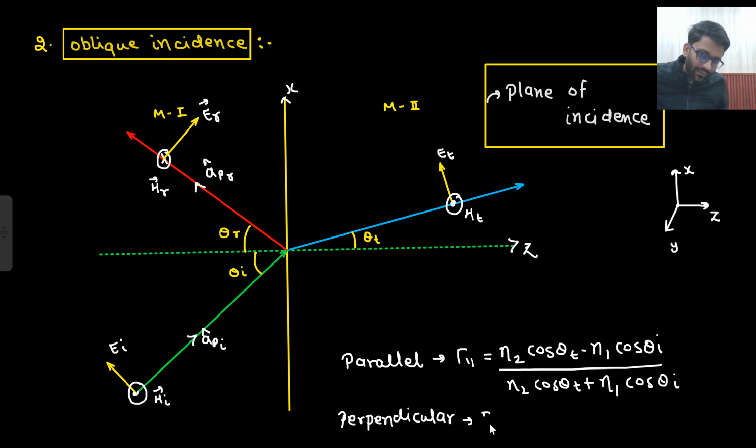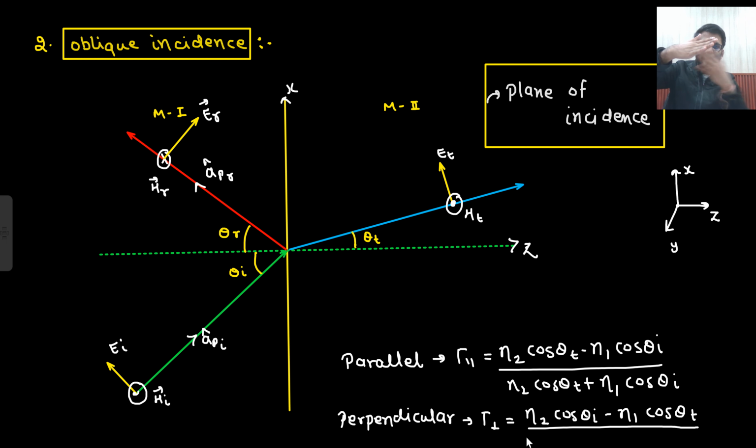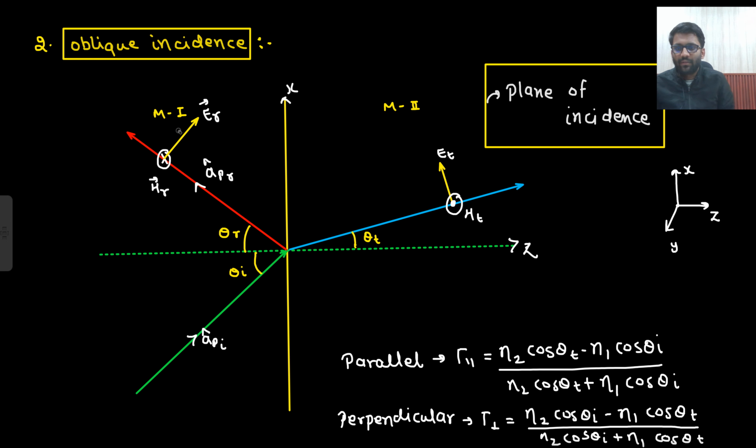In perpendicular polarization, what was the formula? Neta 2 cos theta I minus neta 1 cos theta t, divided by neta 2 cos theta I plus neta 1 cos theta t. The trick I also told you: perpendicular means they are perpendicular to each other, so neta of this one, theta of this one.